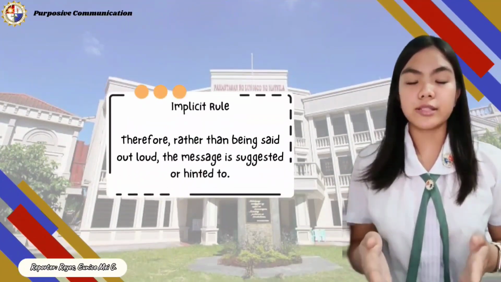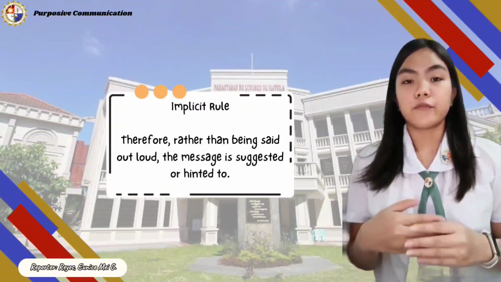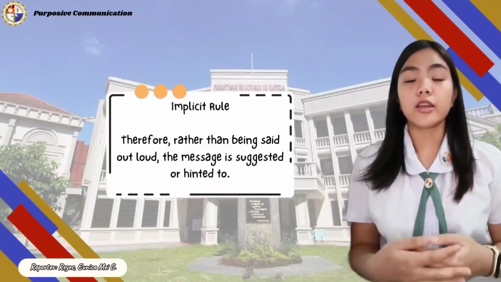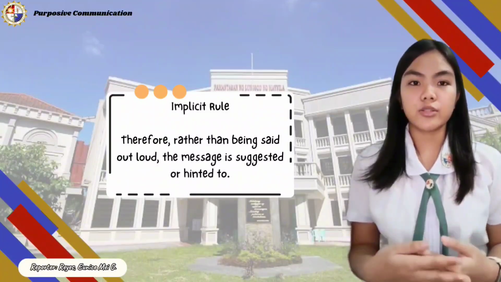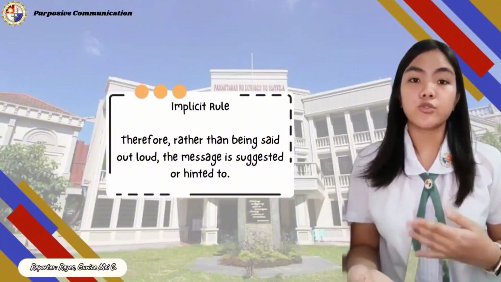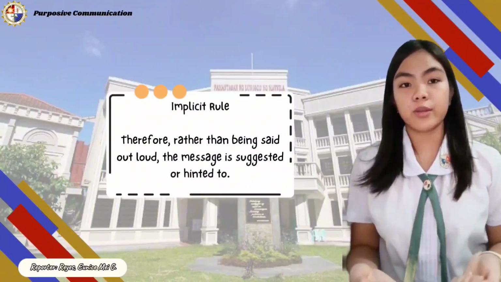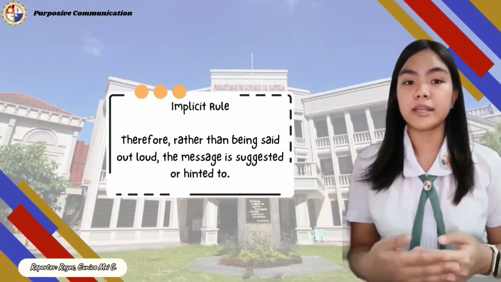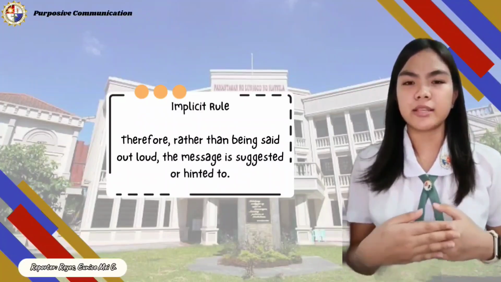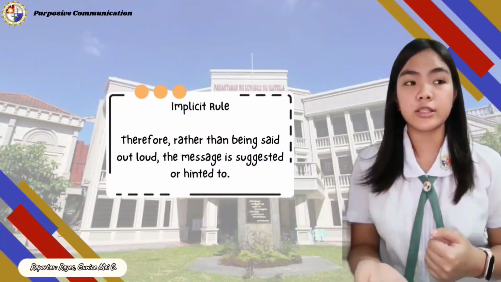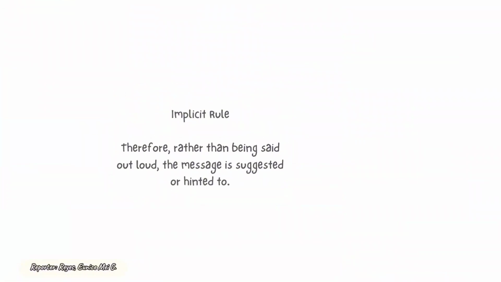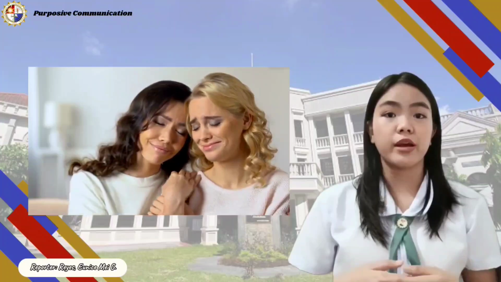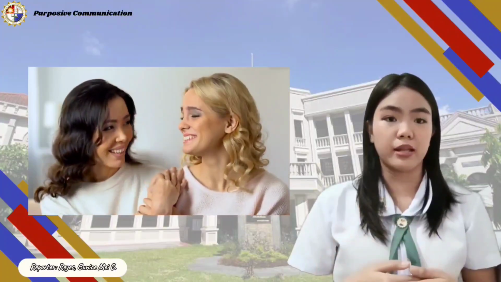The second rule is the implicit rule. It refers to the actions we take either individually or collectively, regardless of the information we send to others. Your body language, tone and vocal features, facial expression, eye contact, and gestures are all utilized to transmit the message. Therefore, rather than being said out loud, the message is suggested or hinted at. Example, you and your best friend spotted your crush in the library and exchanged glances and smiled.